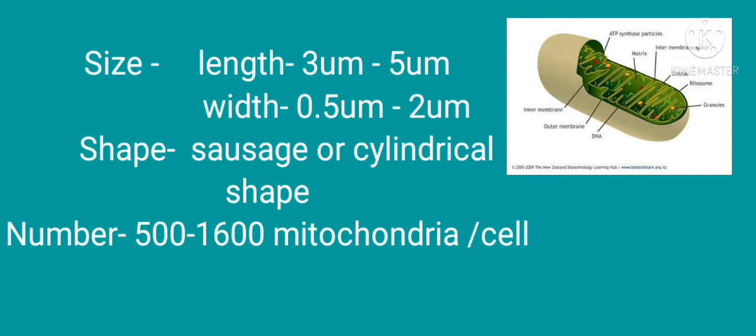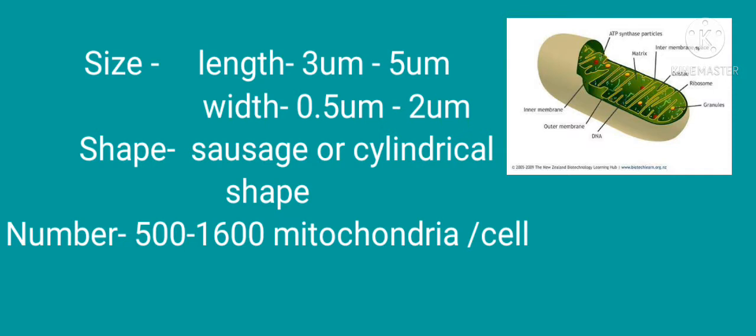Now the number of mitochondria. Cells have about 500 to 1600 mitochondria per cell. Children, see here, the number depends on the activity of the cell, that is, a cell which is metabolically more active has more mitochondria. For example, an animal cell has more mitochondria than a plant cell, because animal cells are more active than plant cells. Their number also varies in different cell types depending upon the amount of work done by the cell and its energy requirement.